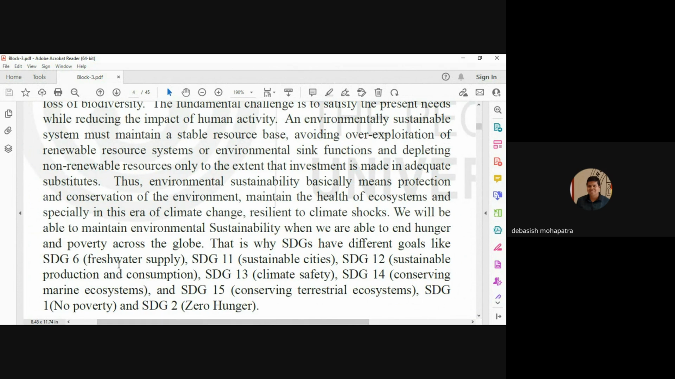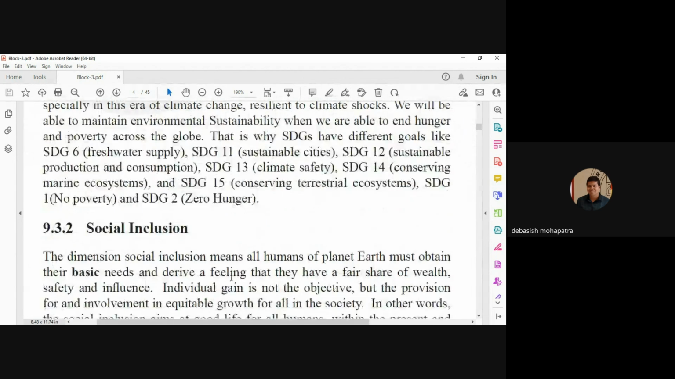Like here, SDG 6, Sustainable Development Goal 6, fresh water supply; SDG 11, Sustainable Cities; SDG 12, Sustainable Production and Consumption; SDG 13, Climate Safety; SDG 14, Conservation of Marine Ecosystem; SDG 15, Conservation of Terrestrial Ecosystem; SDG 1, No Poverty; and SDG 2, Zero Hunger. There are different, I think there are 20 sustainable goals, out of which 15 importance are given here. You can search on the net and also get it.